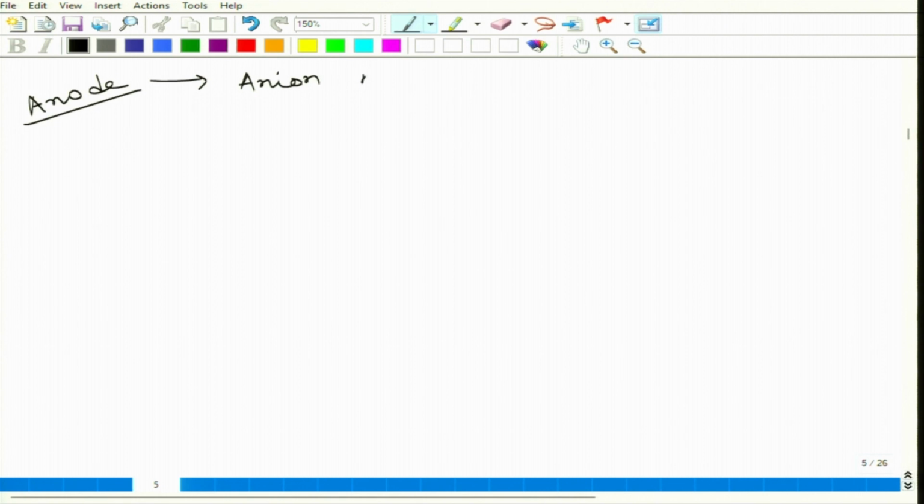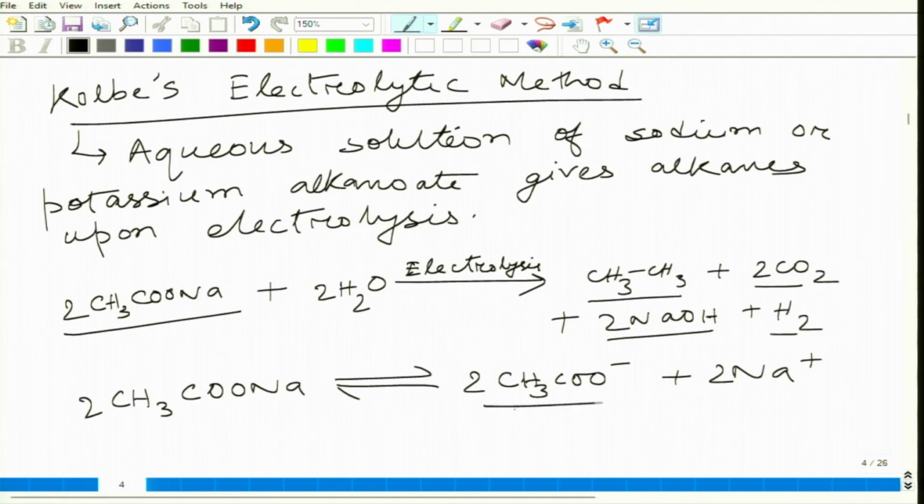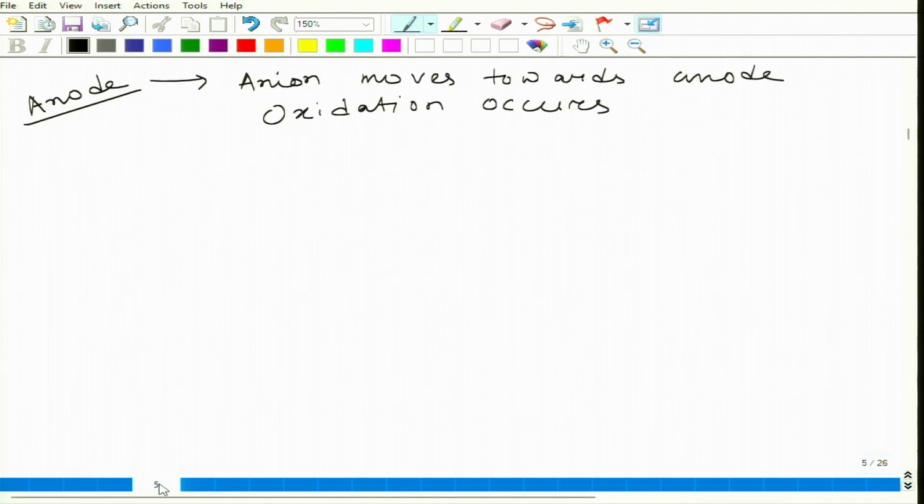So, anion moves towards anode, and here oxidation takes place. Oxidation occurs. Okay. So, what is the anion in this reaction? The acetate ion is the anion. So, this is the acetate ion. Okay. Now, it will undergo oxidation.